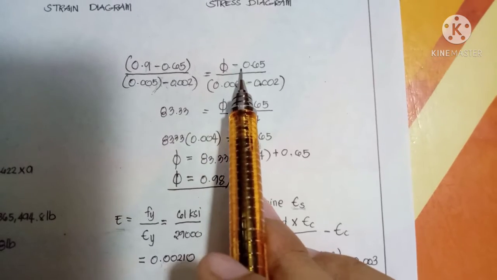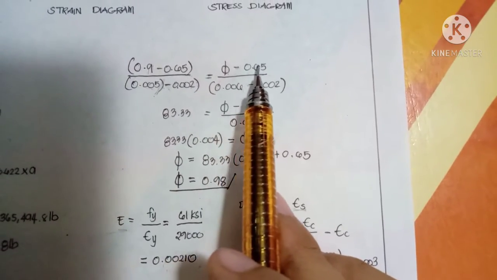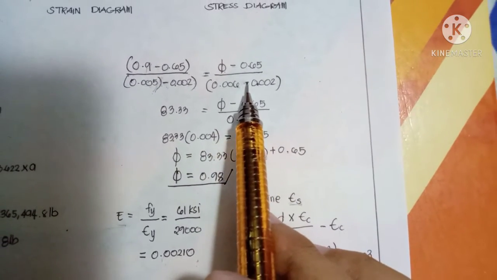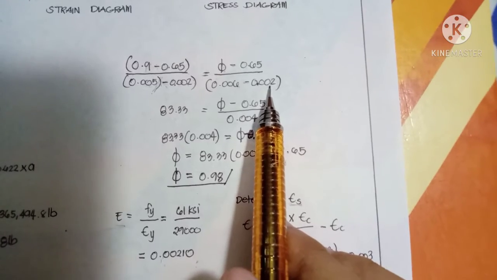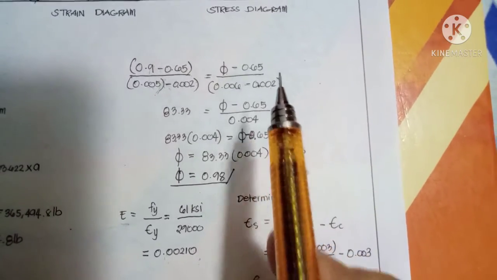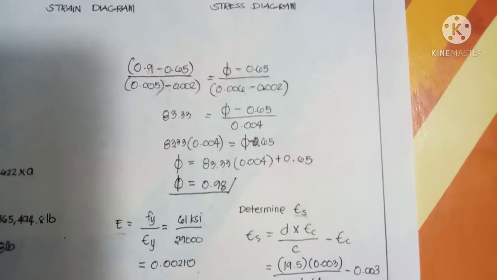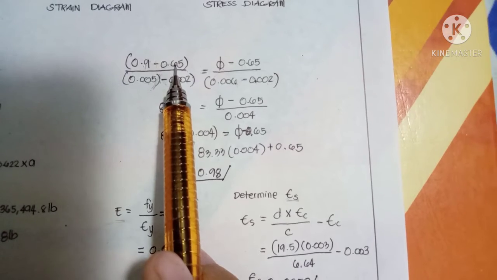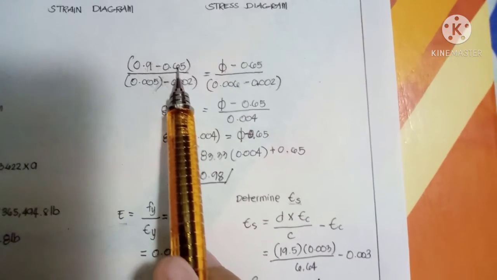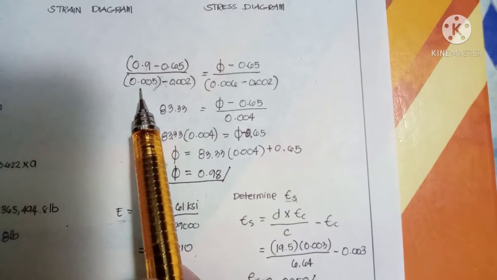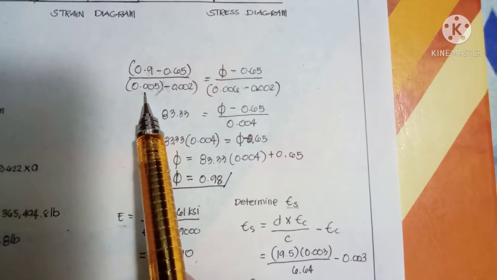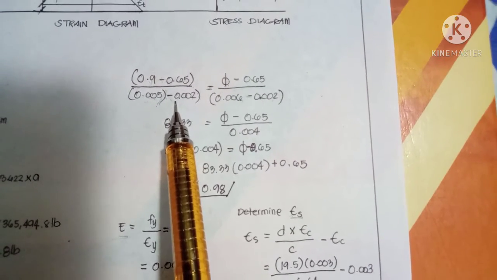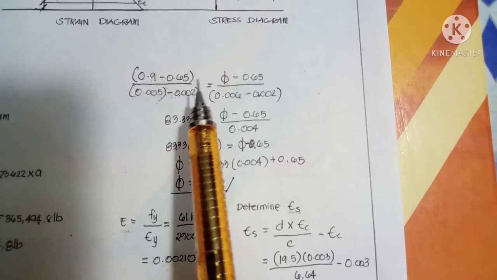equals (phi minus 0.65) divided by (0.006 minus 0.002). So 0.9 here is the phi factor for the tension controlled region. 0.65 is the phi factor for the compression controlled section. 0.005 also is the strain limit for tension controlled sections, and 0.002 is the strain limit for compression controlled sections.